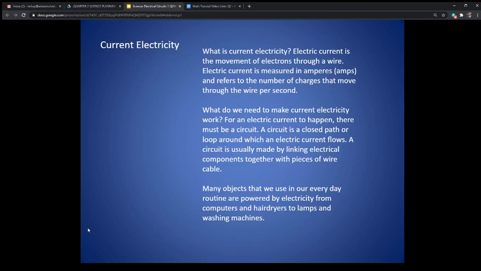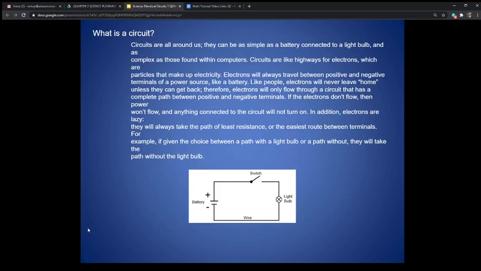Many objects that we use in our everyday routine are powered by electricity, from computers and hair dryers to lamps and washing machines. What is a circuit? Circuits are all around us. They can be as simple as a battery connected to a light bulb and as complex as those found within computers. Circuits are like highways for electrons, which are particles that make up electricity.